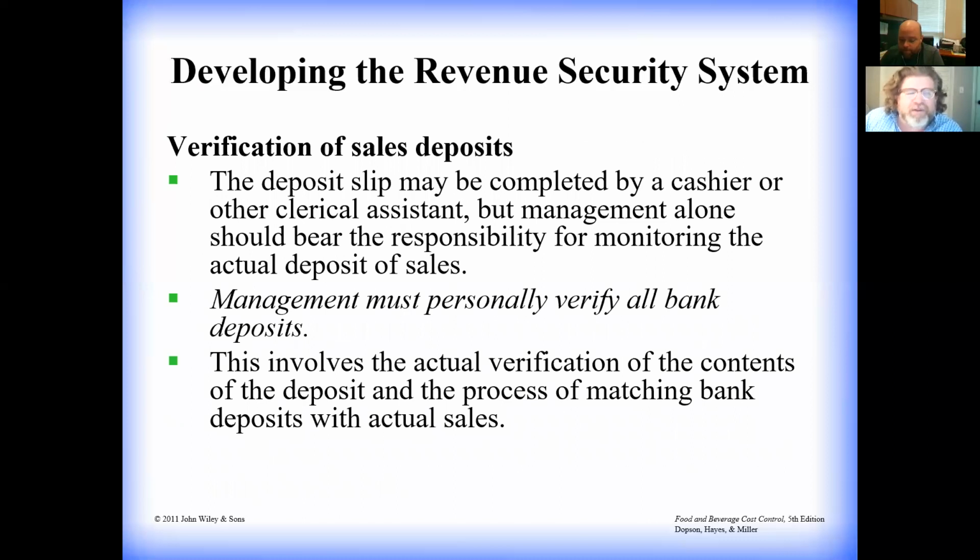Next step that we want to follow up with and make sure that we pay attention to is verification of the sales deposits. Basically you want to make sure that the amount of money that you say you're putting in the bank is the amount of money that's going in the bank. Managers want to be the ones to do this. You don't have your employees say, oh, there's $2,000 in that bag, here, sign this. No, if you are putting your signature on something, you better verify it yourself.